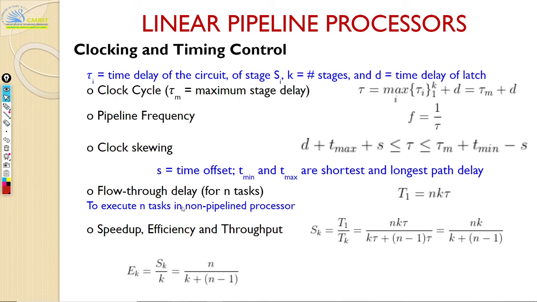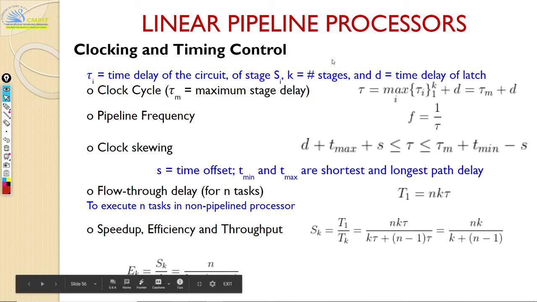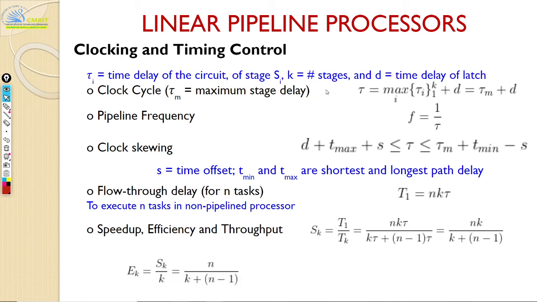Next you have efficiency. Efficiency is nothing but speed up divided by your theoretical maximum speed up. Theoretical maximum speed up we just saw, it is going to be k, that is when n tends to infinity, correct? So then if you apply, you're going to get this expression, n divided by k plus n minus 1.